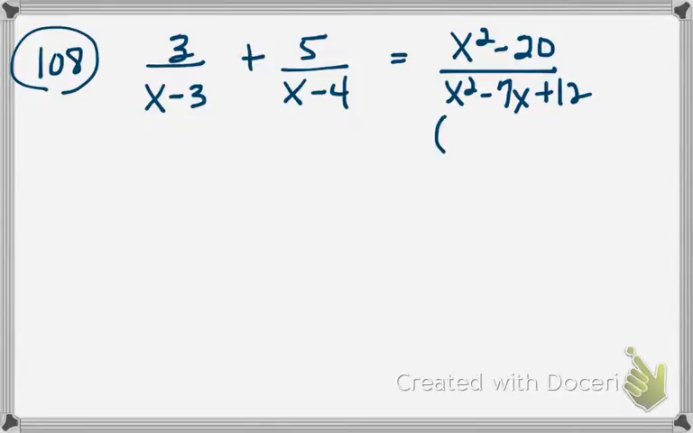If any denominator is not factored, Stacia is correct. That's who was talking. If any denominator is not factored, you need to factor it first. How does x squared minus 7x plus 12 factor? X minus 3 and x plus 4.